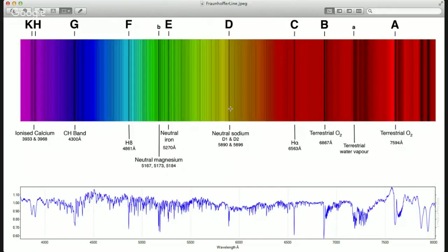Any comments from the team on Fraunhofer lines? Have you managed to make a spectroscope that showed these? I haven't seen that. Actually, you know, I've done it with toilet bowl cleaner. Oh, yeah. It blocks it out, yeah.